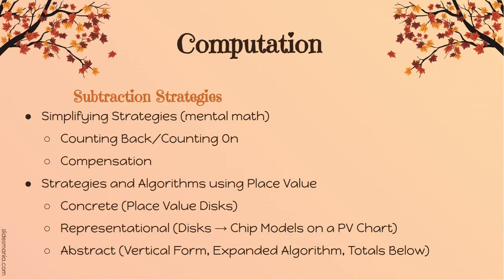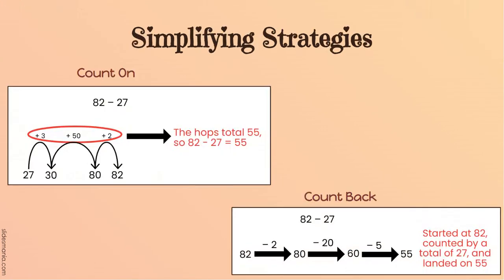All right, so that was a brief overview of all of the addition strategies. Let's go over subtraction strategies. In subtraction, we also have simplifying strategies to make the problems easier to do in our head. And then we have strategies based on algorithms and place values. The first simplifying strategy is called count on. It's also known as think addition.